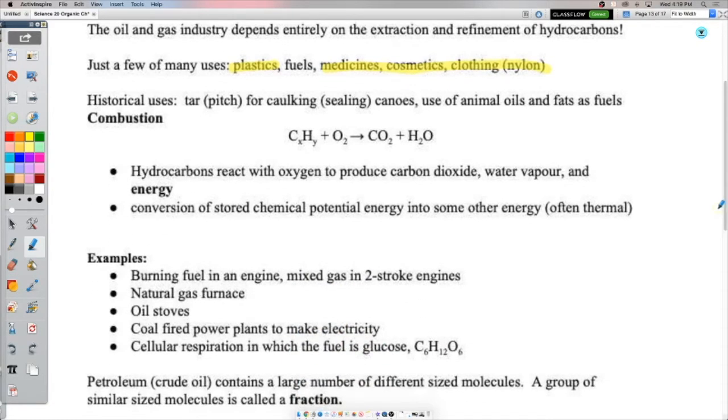Even historically, tar or pitch was used to seal canoes. Okay, animal oils and fats have been used for centuries, millennia even, as fuel for burning, as fuel for light sources or warmth. All of these things that we're talking about, including putting it in your car to go, involve a similar reaction.